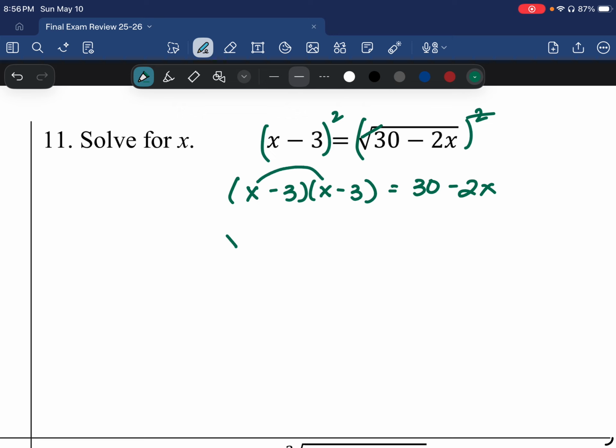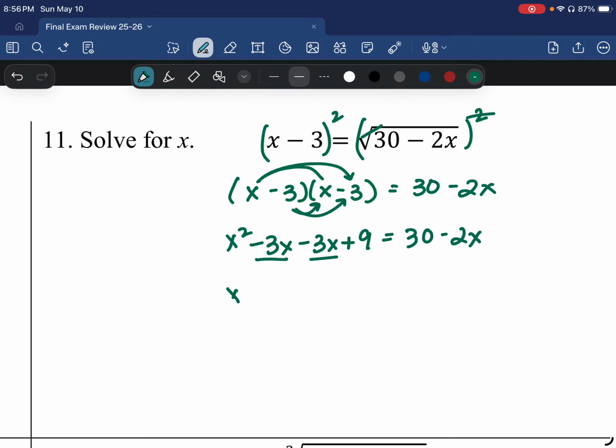So x times x will leave us with x squared, x times negative 3, negative 3x, negative 3 times x, negative 3x, negative 3 times negative 3 is positive 9. Then we will collect like terms. x squared minus 6x plus 9 is equal to 30 minus 2x.